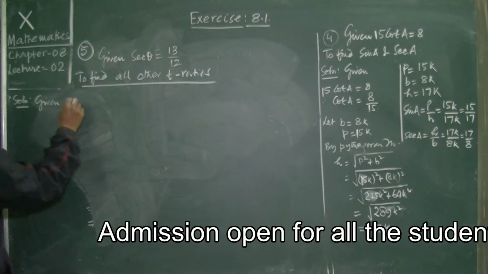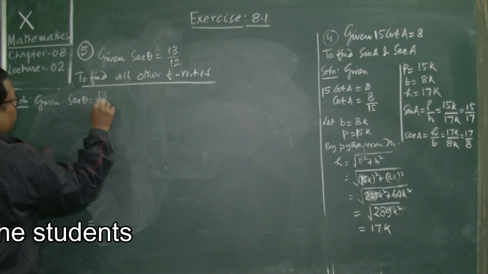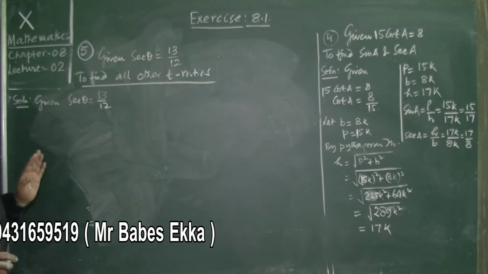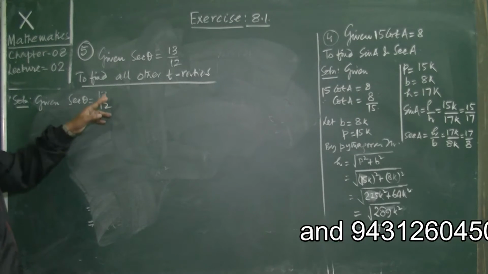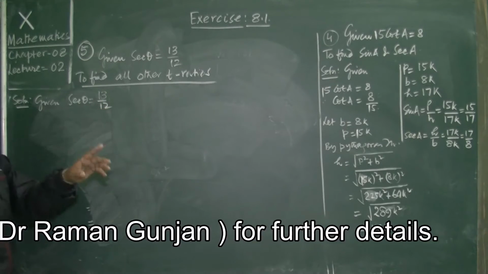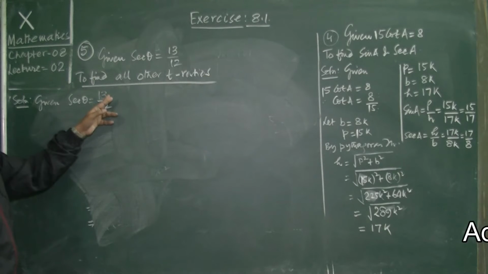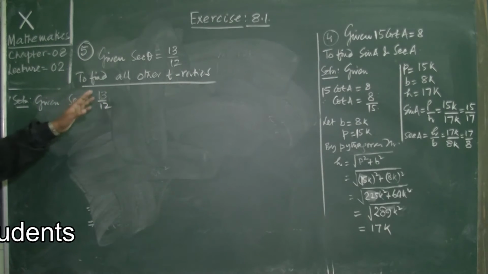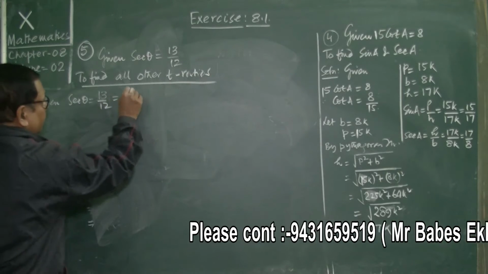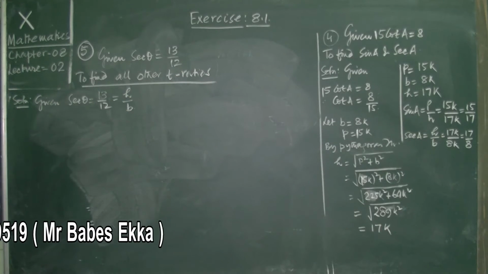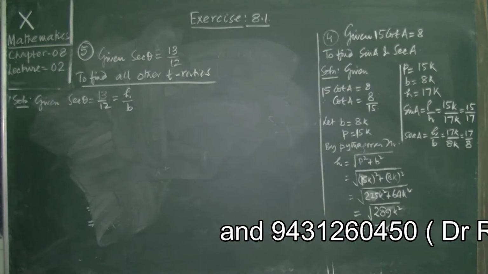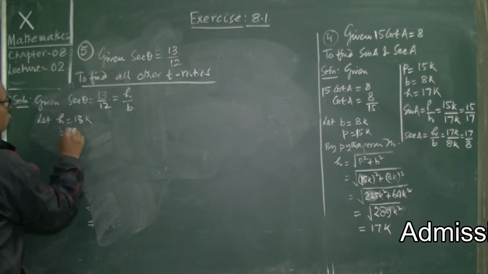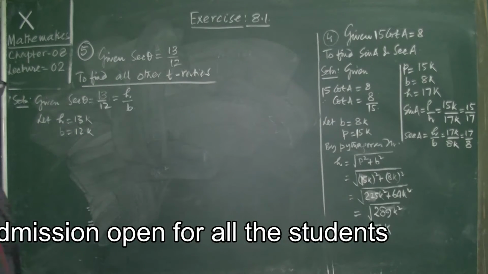Solution. Given sec theta equals 13 by 12. Now, sec means H by B. Just you have to recall, sec means H by B. So, is H equals 13 and B equals 12? No. H is a multiple of 13 and B is a multiple of 12, with K. The ratio of H and B must be 13 by 12. It does not mean that H equals 13 and B equals 12. Rather, let H equals 13K and B equals 12K, where K is a proportionality constant.